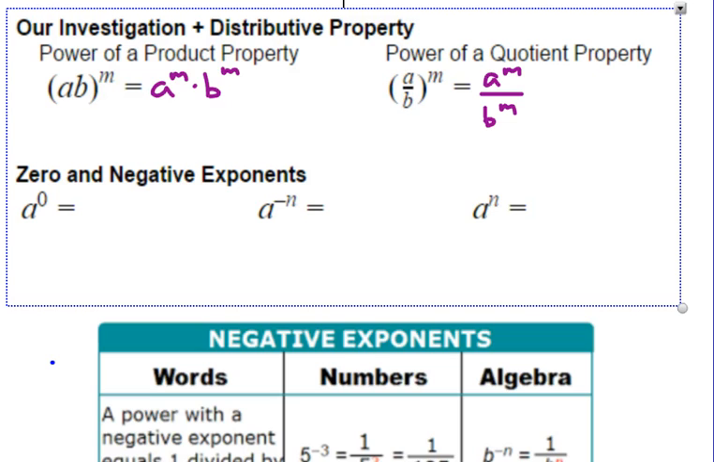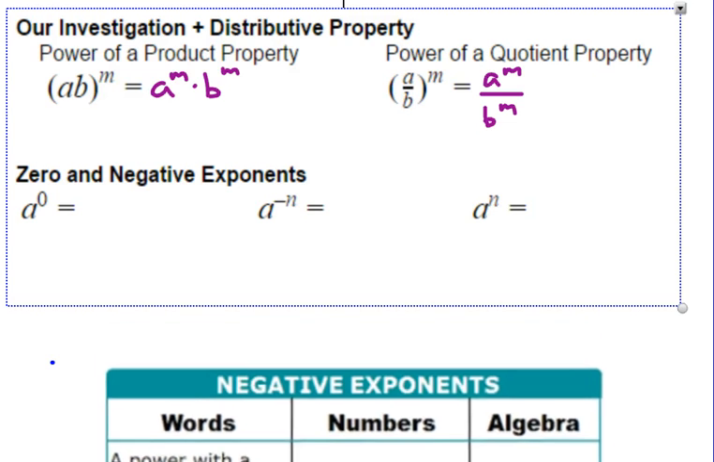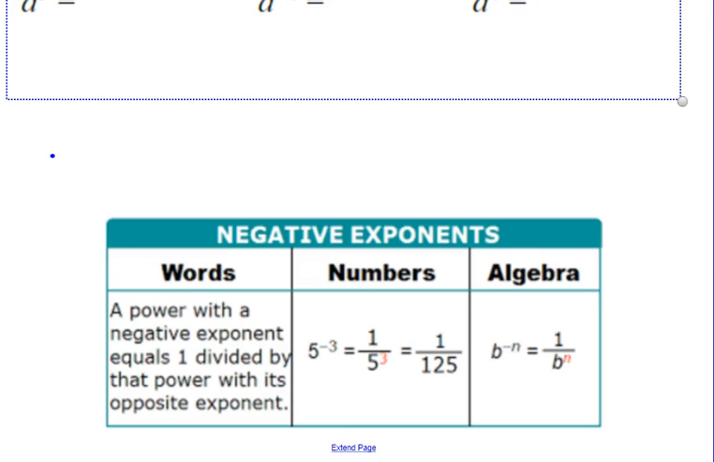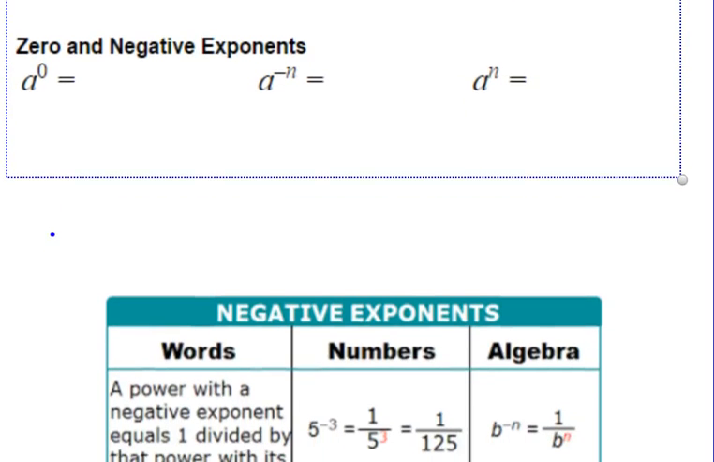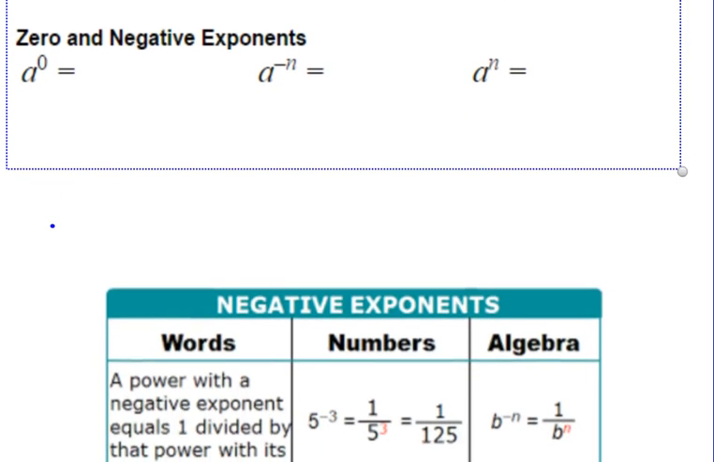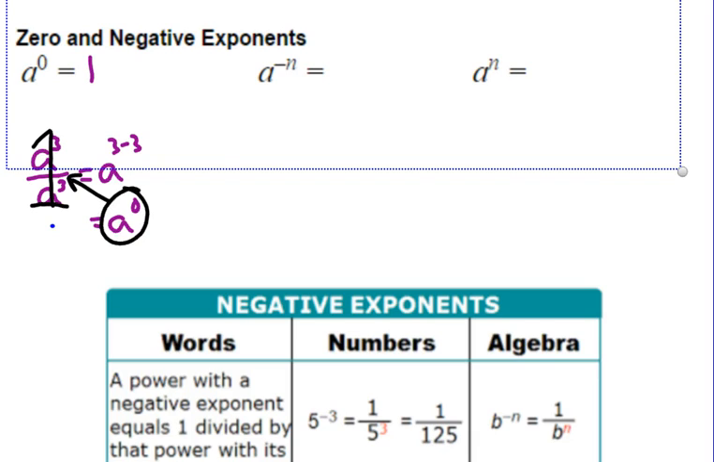Now, here's a couple big ones. Zero exponent and negative exponents. So a to the 0, anything to the 0 power, is equal to 1. And where does this come from? Well, this comes from having, let's say we have a cubed over a cubed. That's the quotient of 2 powers. The bases are the same, so we could write a to the 3 minus 3, a to the 0. But remember, anything divided by itself is 1. So a to the 0 is equal to 1.